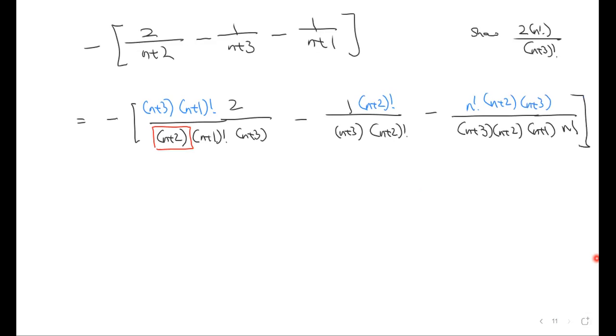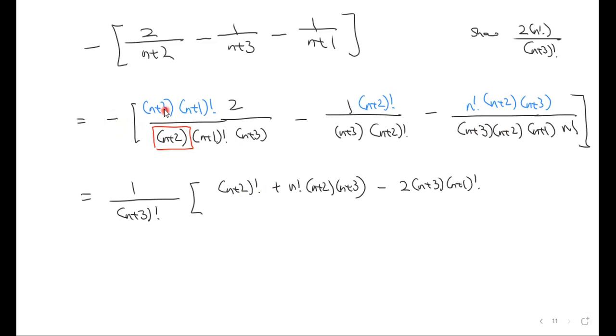So now we've got the n plus 3 factorial at the denominator. And now we just have a lot of algebra that hopefully will reduce down to 2n factorial. So putting the negative in, you've got (n plus 2) factorial minus n factorial (n plus 2)(n plus 3). Sorry, so negative of that is plus, negative of that is plus, negative of this is negative. Our job is to try to show that this is 2n factorial.